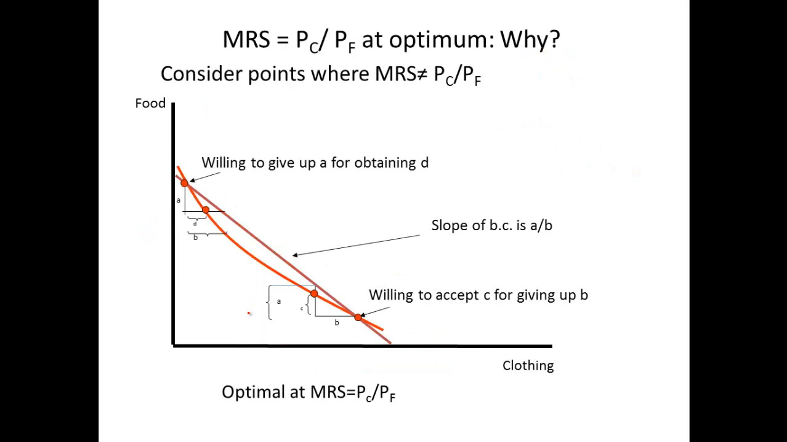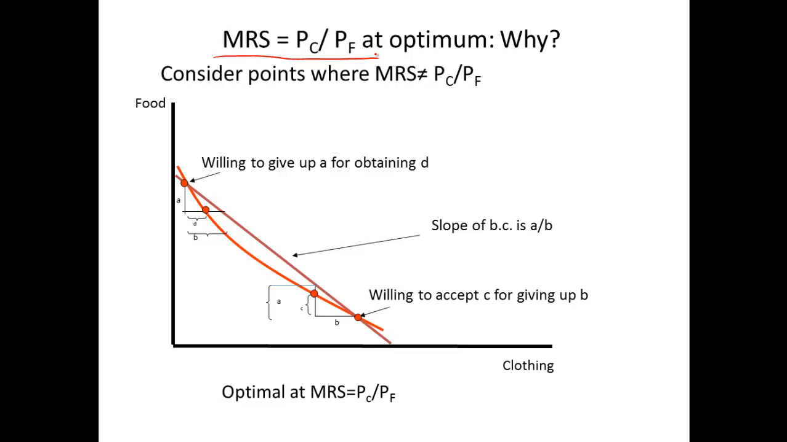All right, let's talk a little bit more about the intuition of what's special about an optimal point. As we said 2 slides ago, at an optimal point, the MRS equals PC over PF. And so why is that so? Well, before we jump into the diagram, let's just remind ourselves what the MRS means. The MRS, which is minus the slope of the indifference curve, what it shows intuitively is the individual's willingness to trade off one good for the other.